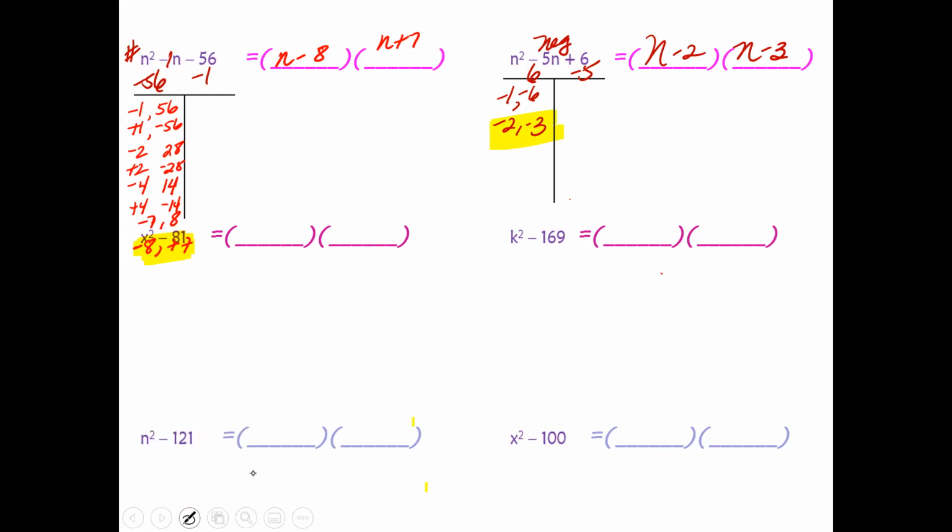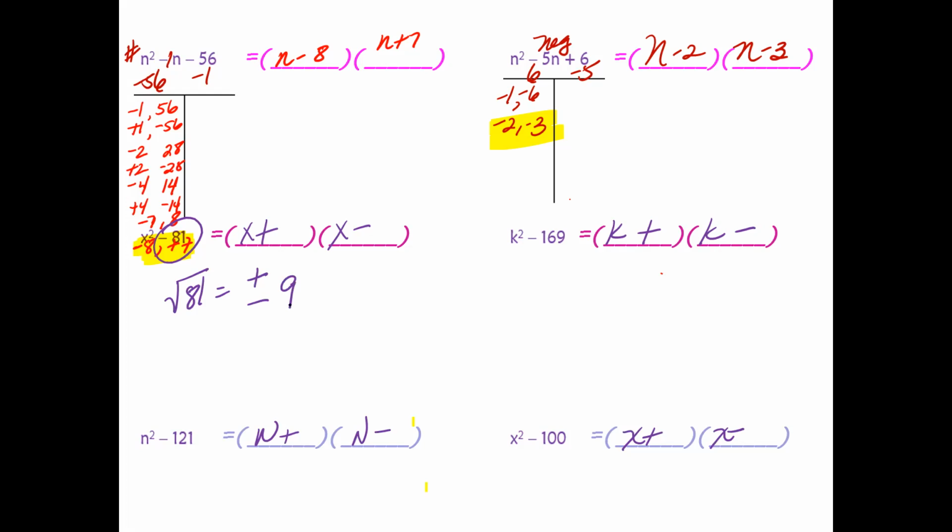All right, and then take a look at these questions over here. These obviously look very different, okay? So you're gonna start off with x and x, put a plus and a minus. It's always gonna be like this, okay? So this will be a k and a k, plus and a minus, n and an n, plus and a minus, x and x, plus and a minus. You take the square root of this. What's the square root of 81? Positive and negative 9. And that's it. I promise you, I kid you not, that is it.